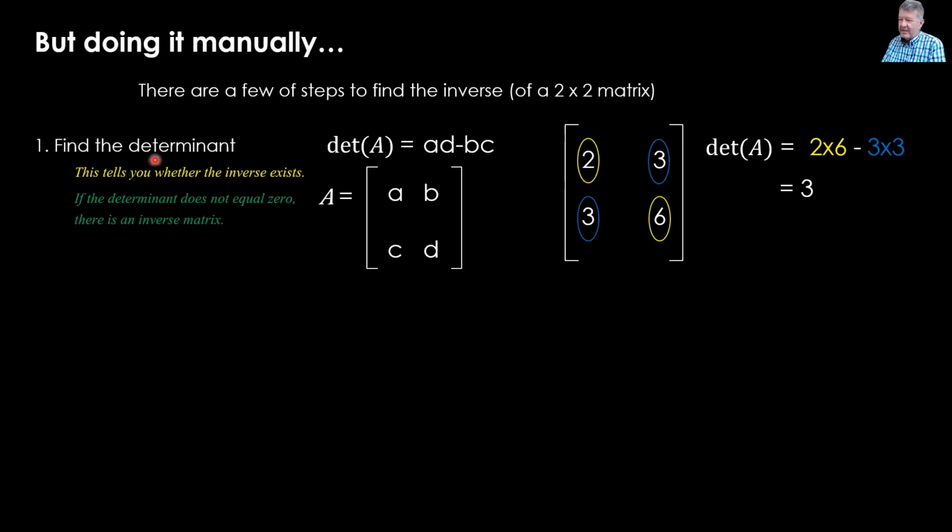Okay? This is important. If that equals 0, let's say that was 3 and 4, you'd have 2 times 6, which is 12, take away 3 times 4, which is 12. That means there is no unique solution.